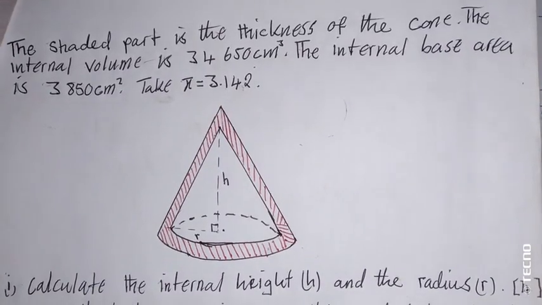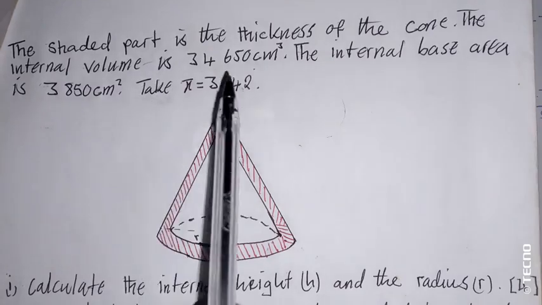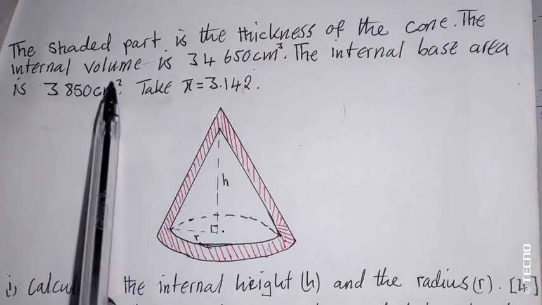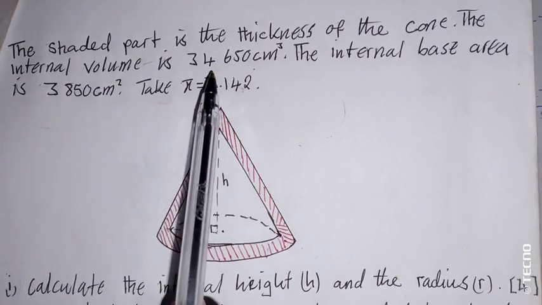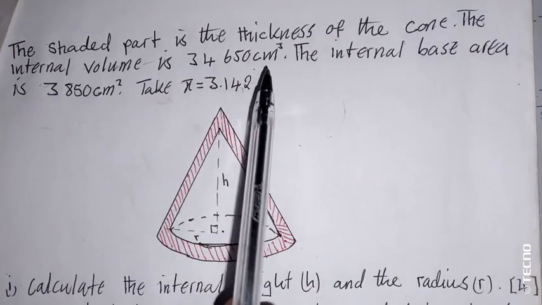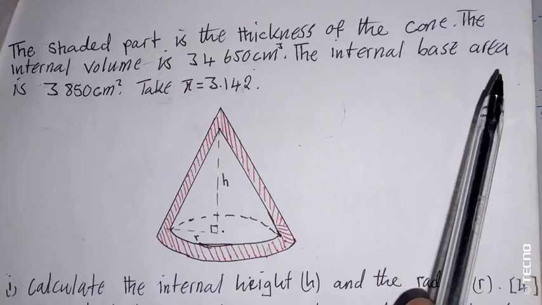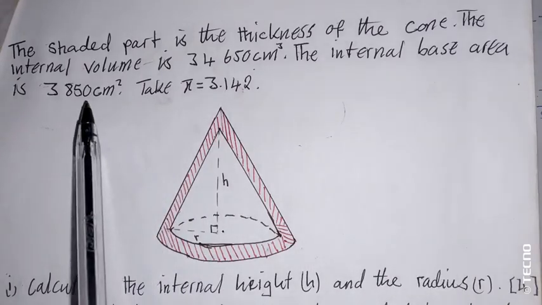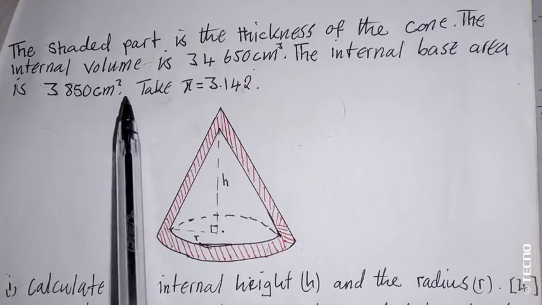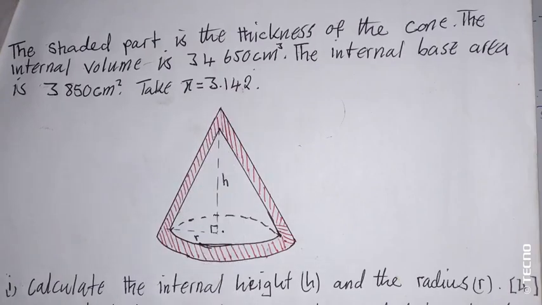So here we are going to answer this question on mensuration. The shaded part is the thickness of the cone. The internal volume is 34,650 centimeter cube. The internal base area is 3,850 centimeter squared. Take pi to be 3.142.